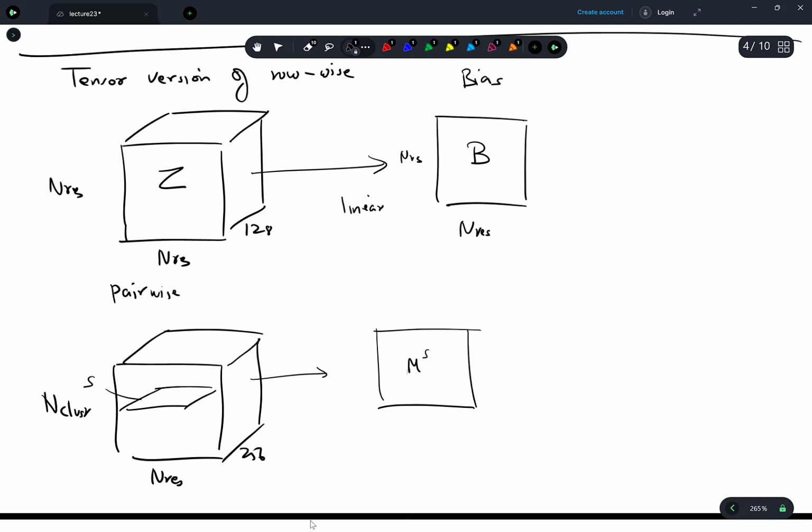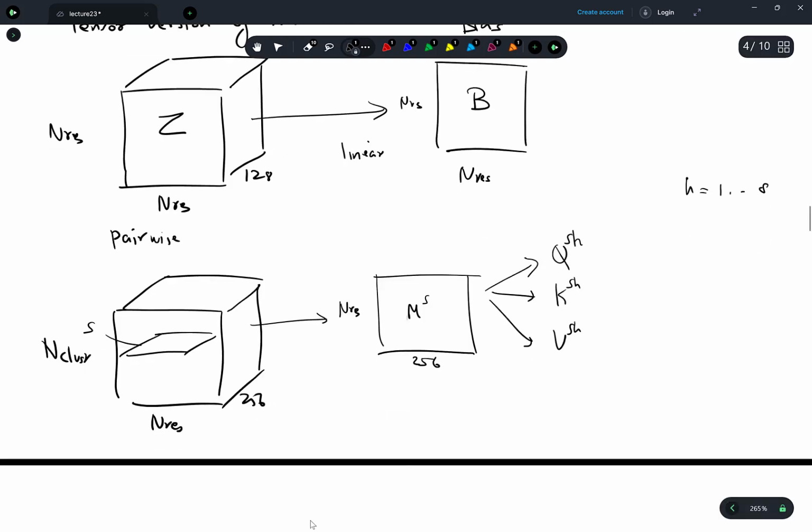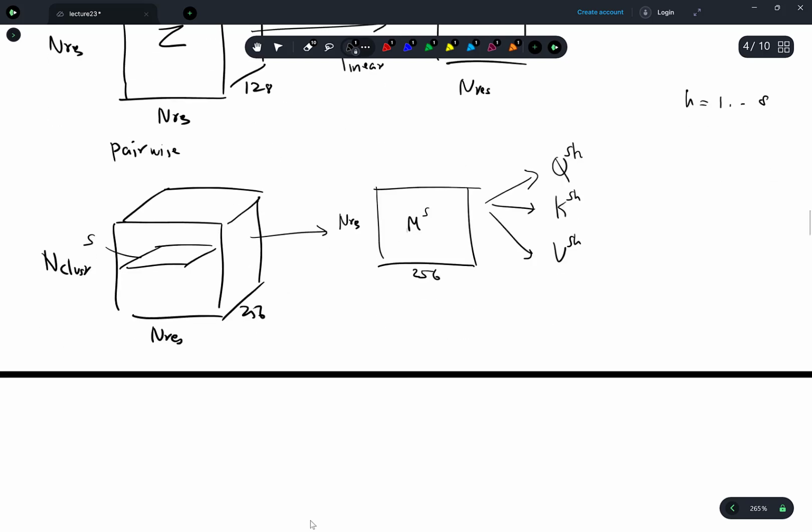So now what I do is I compute QSH, KSH, and VSH. H, remember, goes from 1 through 8, and S is of course fixed. So I get the query, the key, and the value. These are all basically matrices in 32-dimensional space. So this is the Q, the K, and the V.